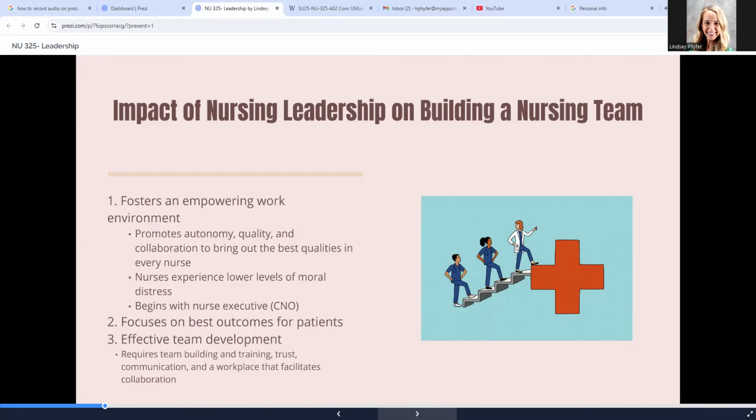Effective nursing leadership is also going to be one that focuses on the best outcomes for patients. So these are going to be the leaders that are explaining to their staff what those best outcomes are so that each and every nurse and nursing assistant on that unit and other members of the interdisciplinary team are working towards that same goal to ensure the best outcomes for patients. And lastly, it's important for nursing leadership to foster effective team development. So this is going to be something that requires team building and training, trust, communication, and a workplace that facilitates collaboration and working with others.